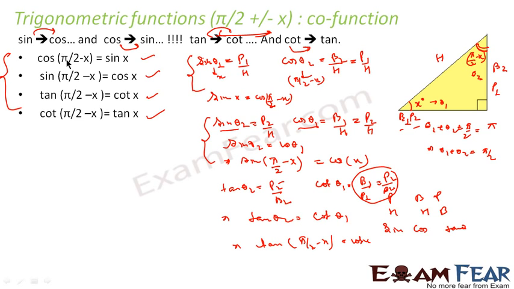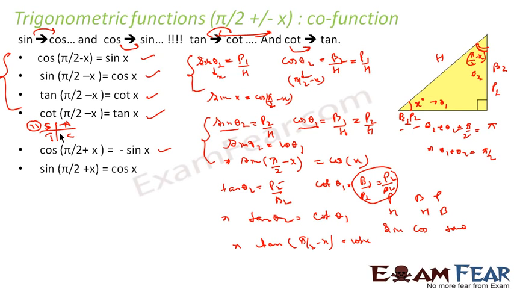Similarly when you say pi by 2 plus x also, when you say cos of pi by 2 plus x, it becomes minus sin x. Why does it become minus sin x? Because we have this all sine, tan, cos rule. So when you say pi by 2 plus x, this is in the second quadrant. In the second quadrant, cos is negative, so this becomes minus sin x. Sine of pi by 2 plus x, so cos changed to sine, correct?